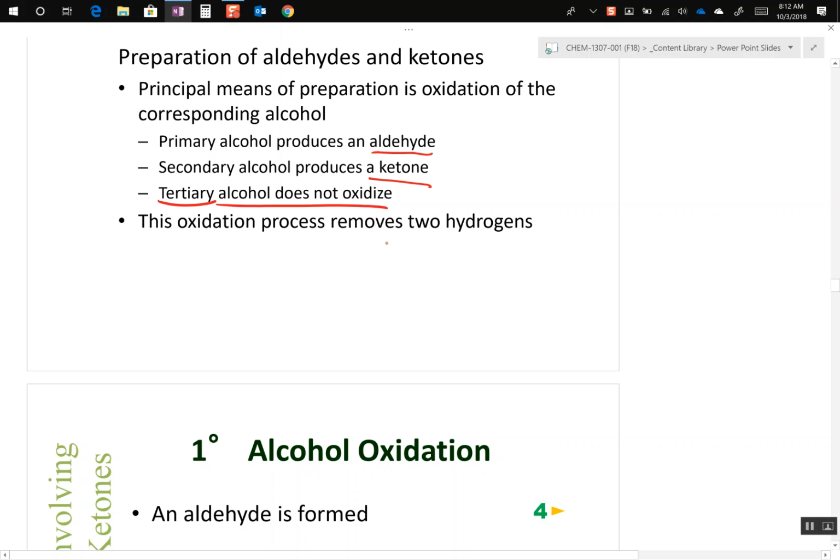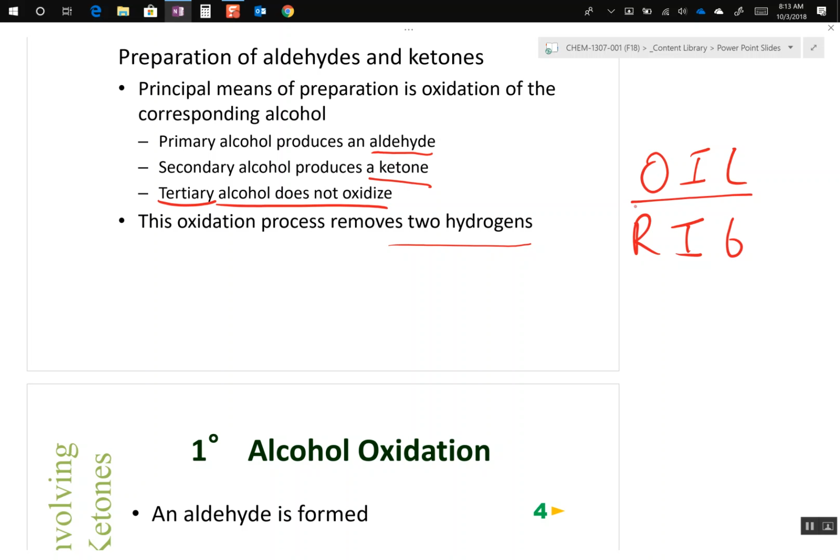Okay, so in that process you will remove two hydrogens and you will form the double bond. To form a double bond you have to remove hydrogens, which is also a process of removing electrons. That's why they call it an oxidation process, because oxidation is loss of electrons. If you remember OIL RIG, oxidation is loss, that means you have to lose hydrogens. Reduction is gain. You have to gain hydrogens back to reduce something. Okay?